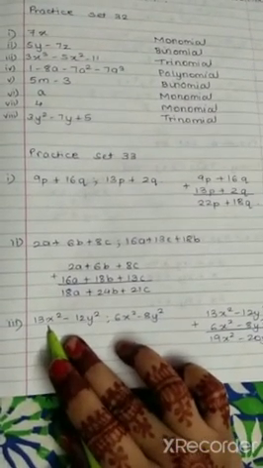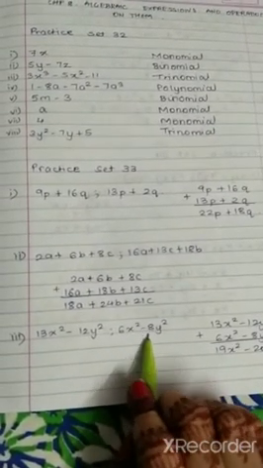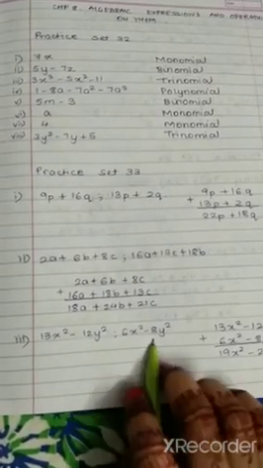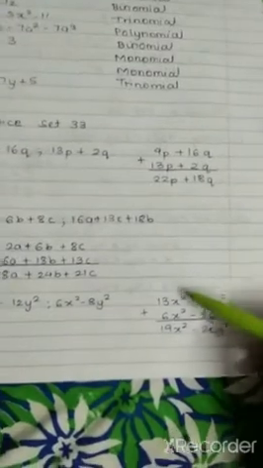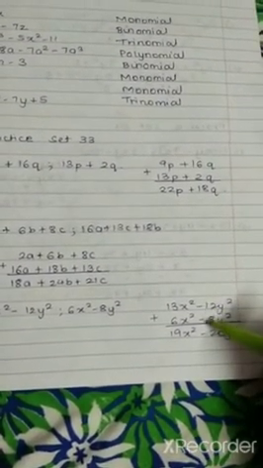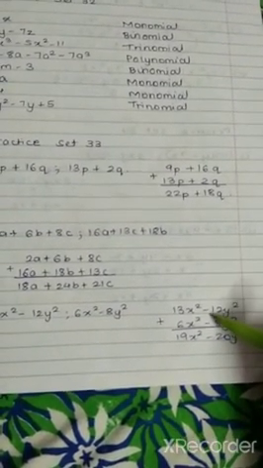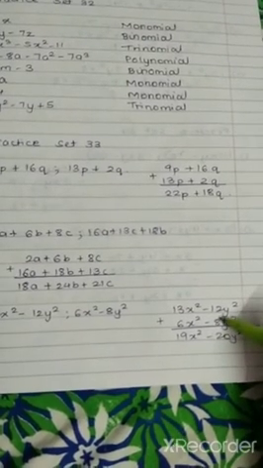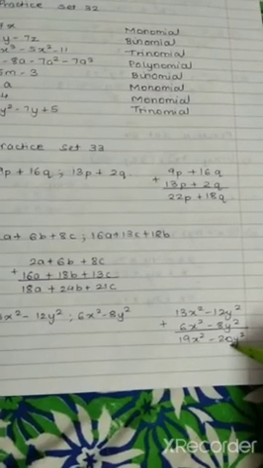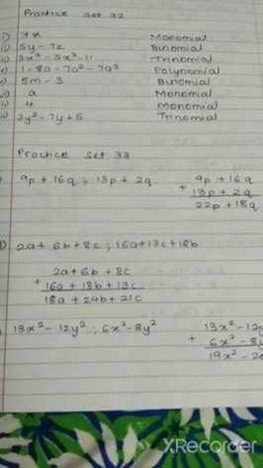So moving ahead to the third sum, 13x square minus 12y square and the other is 6x square minus 8y square. So again x square will be one below the other, while y square will be one below the other. So 13x square minus 12y square plus 6x square minus 8y square. So this is minus minus, so 12 plus 8 is 20 and the sign of the greater number, that is the greater number between 12 and 8 is 12, so the sign is minus. So this becomes minus 20y square and 13 plus 6 is 19x square.